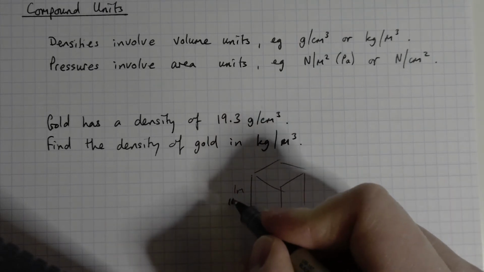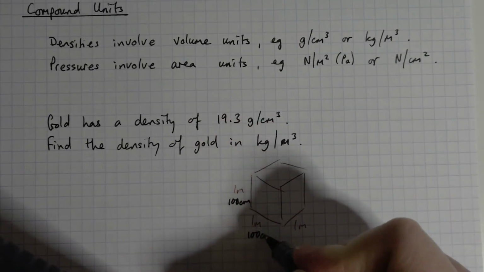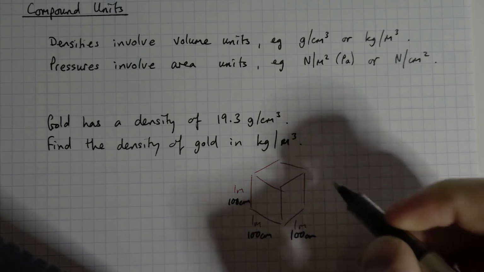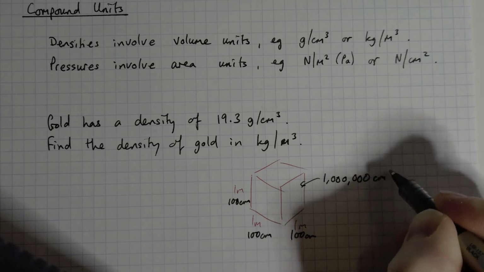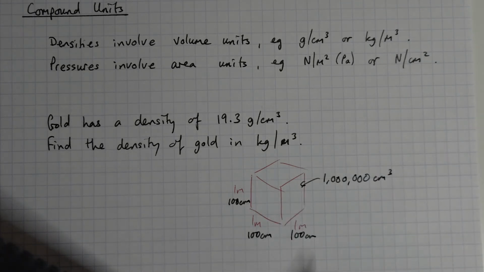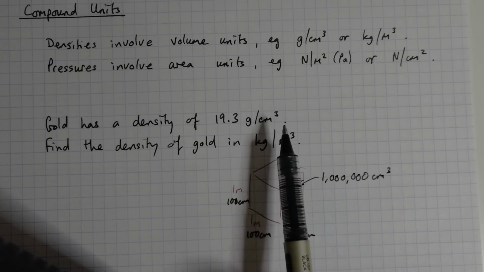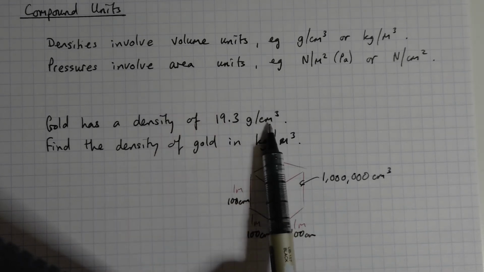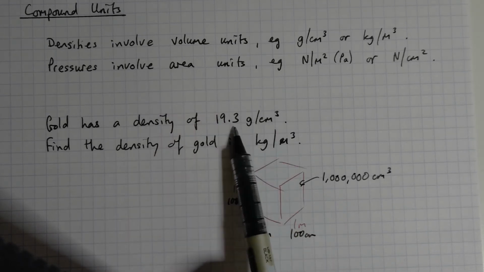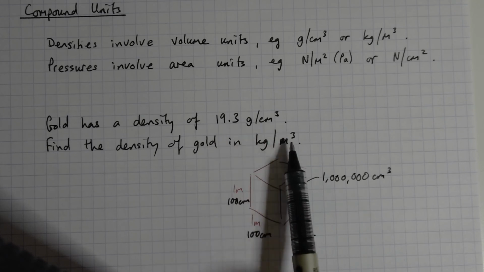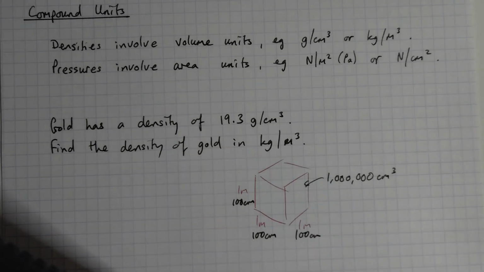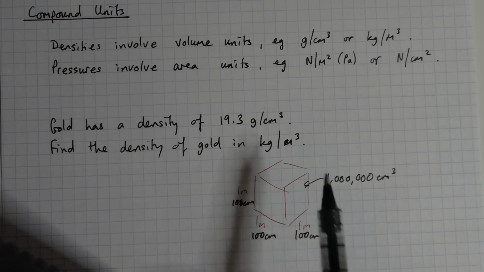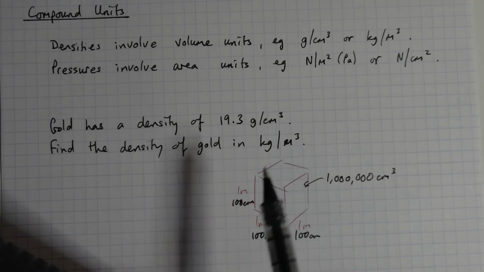In centimetres, that's 100. So like we said before, this is 1 million cubic centimetres. So I know that if I had 1 cubic centimetre of gold, it would weigh that many grams. But if I had a cubic metre, that's 1 million times more. A cubic metre is massive. If you imagine stretching your arms out and trying to hold a cubic metre of anything, it's a massive, massive cube. It would weigh much more.